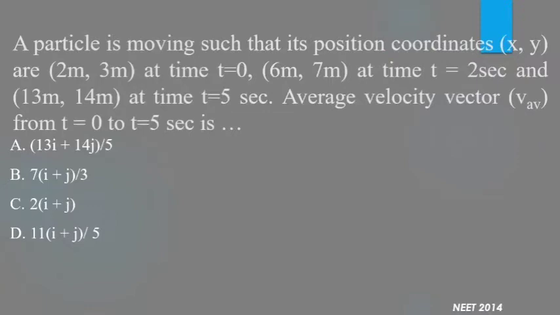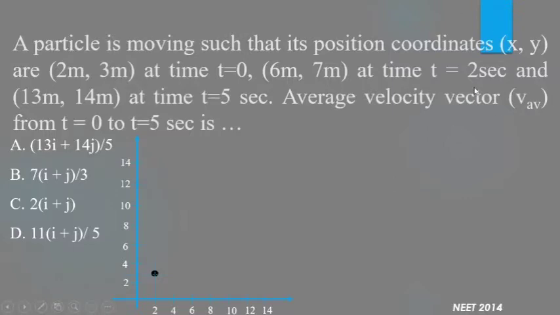In this next problem, it is given that a particle is moving such that its position coordinates x and y are 2 meter, 3 meter at time t equal to 0. Let us see the graph for this. The first position is 2 meter and 3 meter. So the particle is at this position at time t equal to 0.